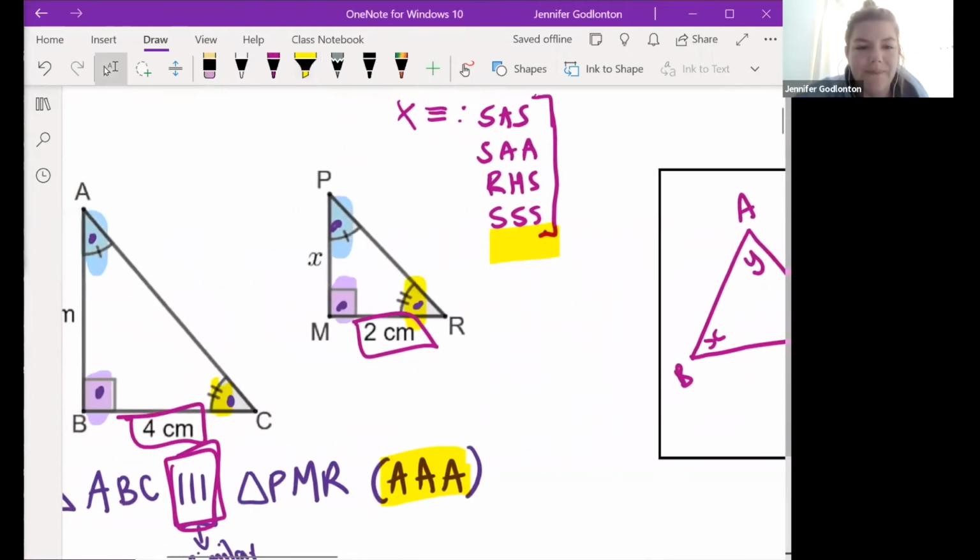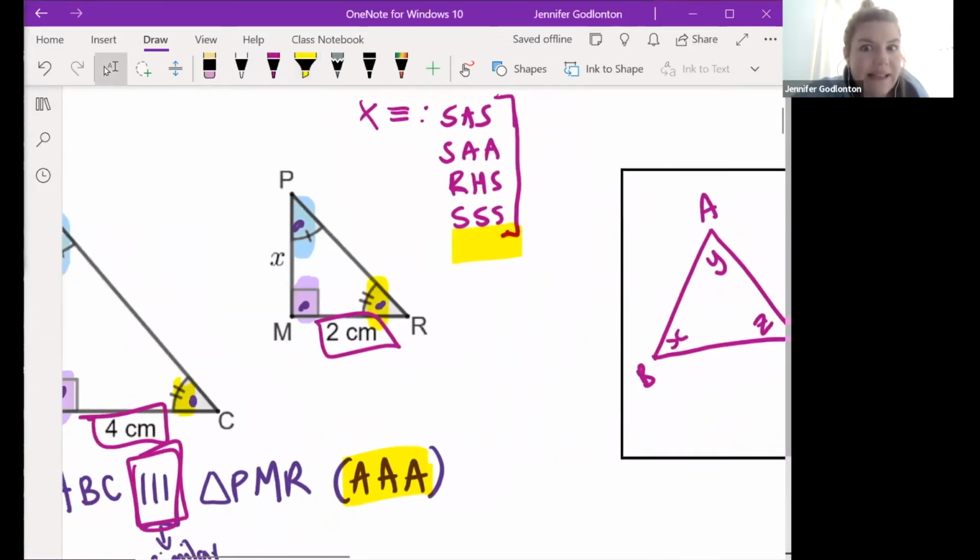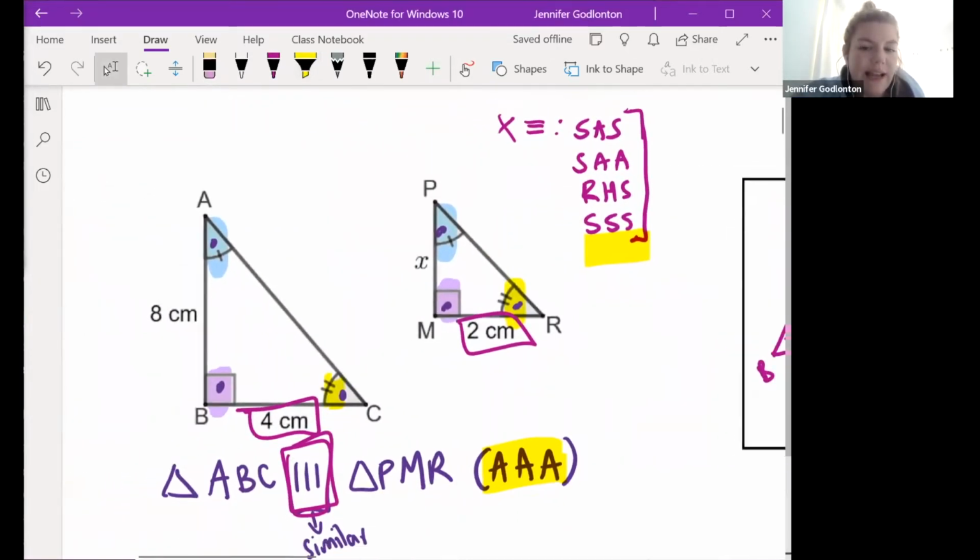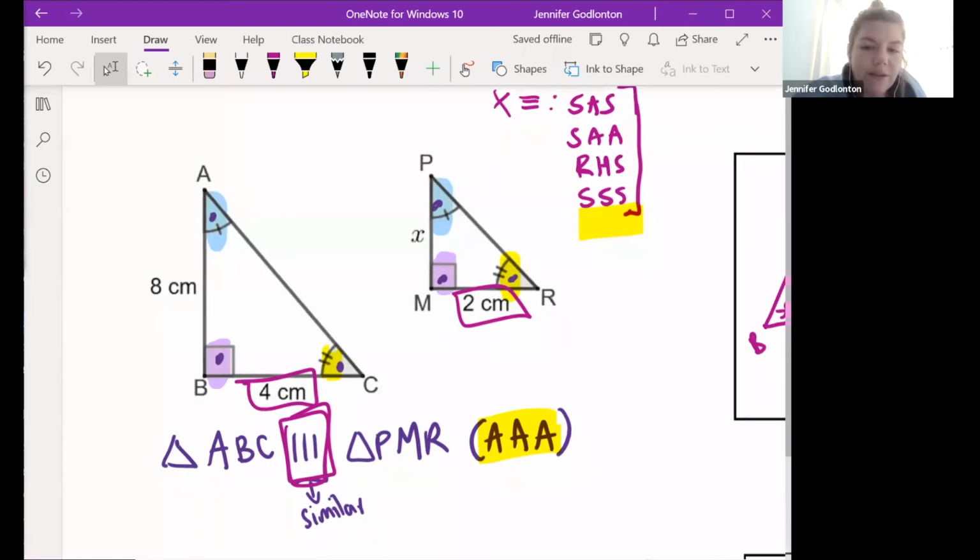Don't panic. Okay. So AAA stands for angle, angle, angle. So it's telling us that there are three angles that are the same as each other in both of our triangles. So A is the same as P, B is the same as M, C is the same as R. Those are my three angles that are the same in both triangles. Okay, so if our angles are all the same as each other, it's always going to be similar. It's not going to be congruent.